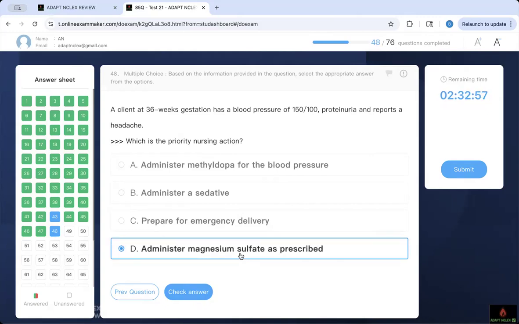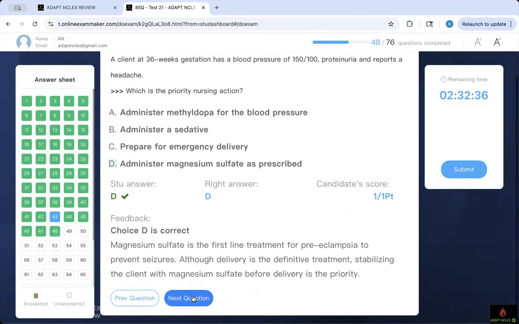We have to treat the problem. If it doesn't help, then we take them to surgery. If somebody is going to have seizure, you got to control them, stabilize the patient before you take them to surgery. Surgery is not always the option. Preparing for emergency delivery, you have time to give them magnesium to calm them down. Sedative, treating the hypertension is not the problem. That's a bad decision.